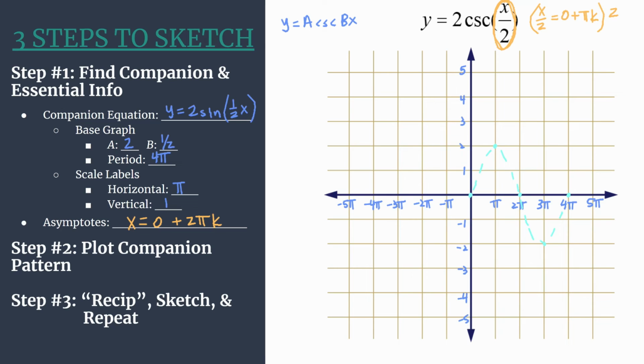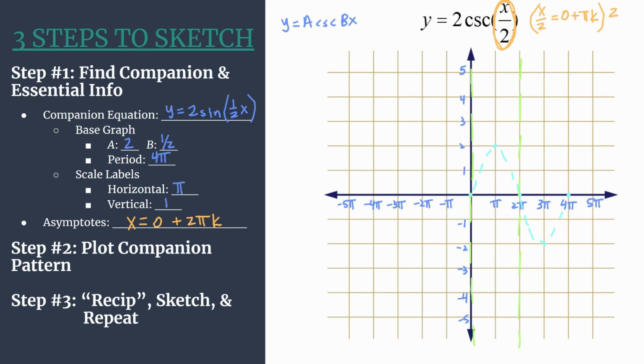Now that we have our companion pattern plotted, we're ready for step 3, where we recip, sketch, and repeat. Basically, we're going to transition our key companion pattern points into their corresponding key cosecant points. So that's what we call kind of recip. Each of the original x-intercepts will turn into a vertical asymptote. So we can see we'll have one here at x equals 0. We have that one here that we predicted at 2 pi when k is 1. And I'll save the one at 4 pi. That's kind of the start of a next cycle, and right now we're just doing one cycle.